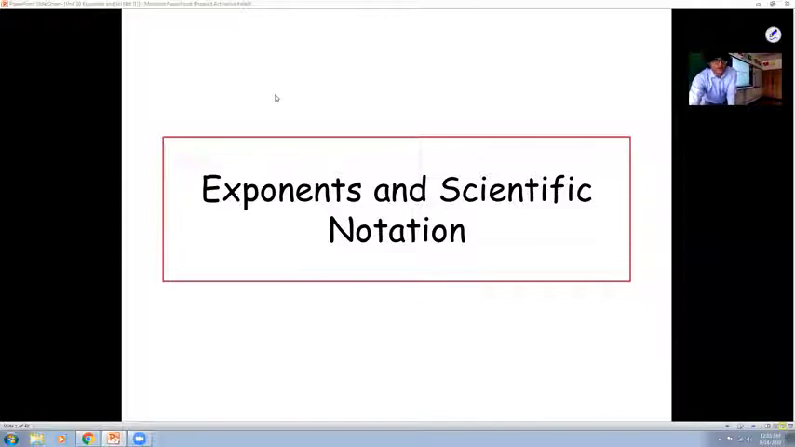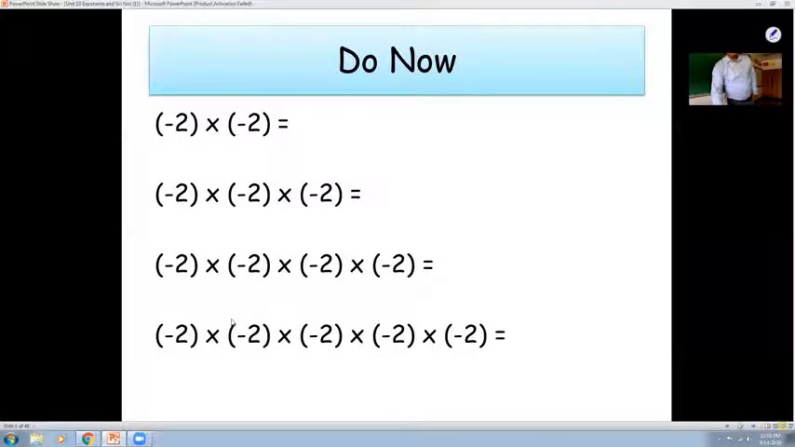So we will, guys, start with exponents, and then we will move on to scientific notation. Today, guys, we will talk about what exponents are, and we use them for a purpose. Let's see what this is for. What we started with was -2 times -2.